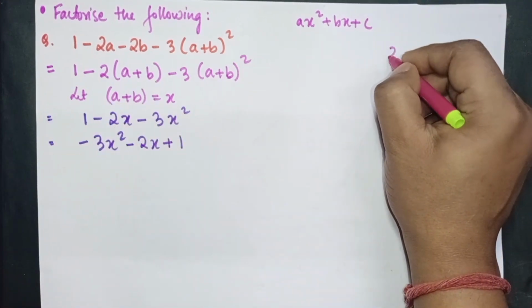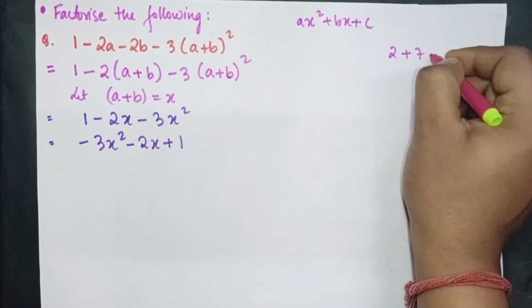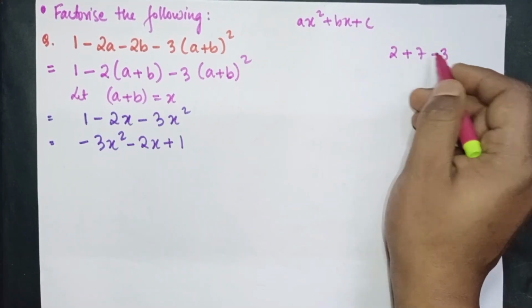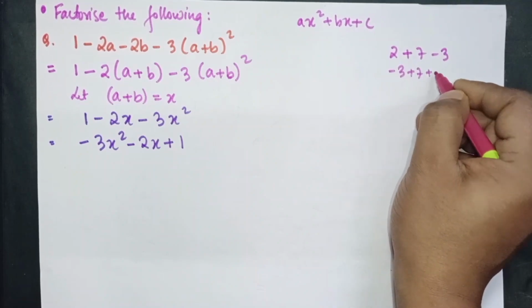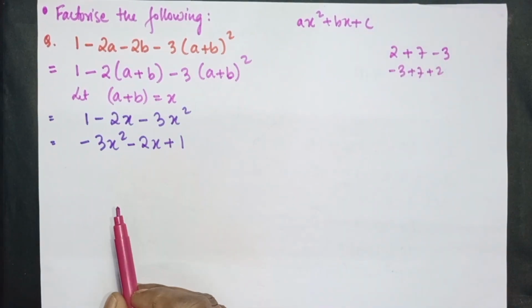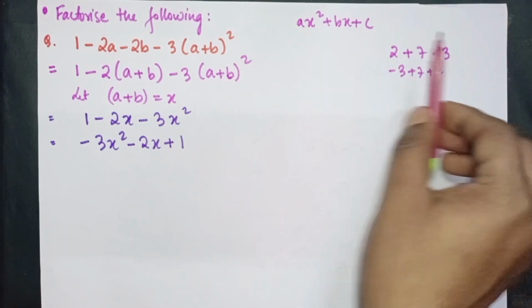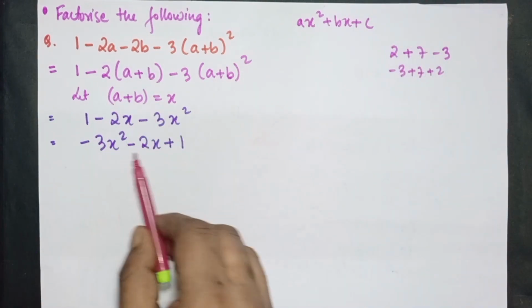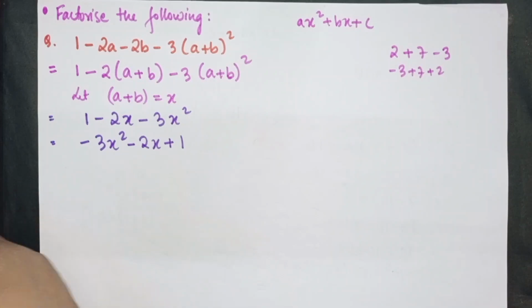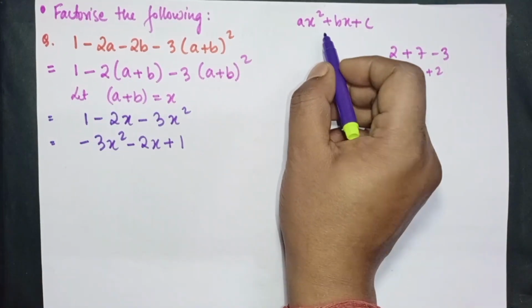Simple like this. Suppose I have 2 plus 7 minus 3. If it is like this, just we are changing the place. We can write this minus 3 plus 7 and plus 2. Simple, we are changing the place only. In my this side only. We are not bringing from the equals to sign. So it will be this. Now it has come in the standard form.